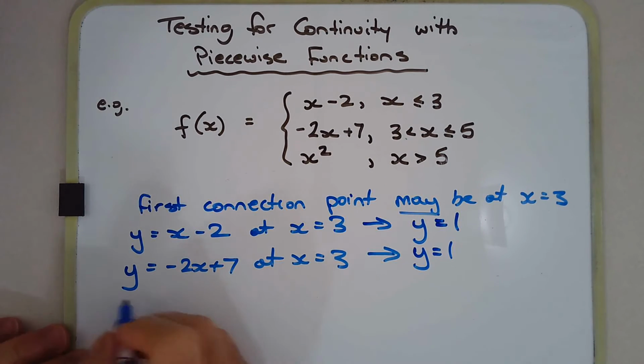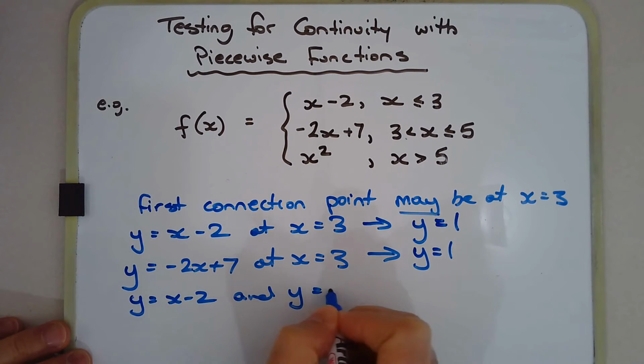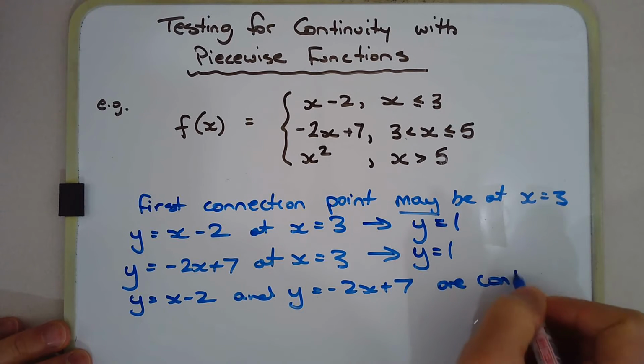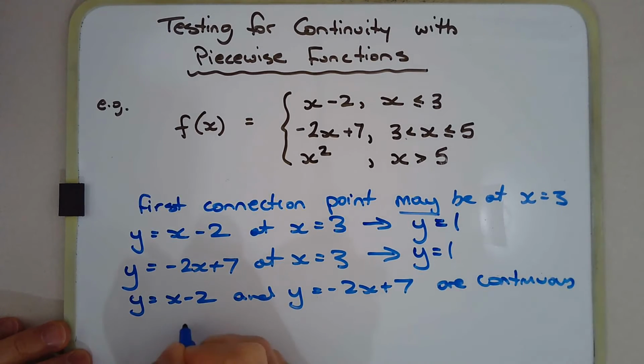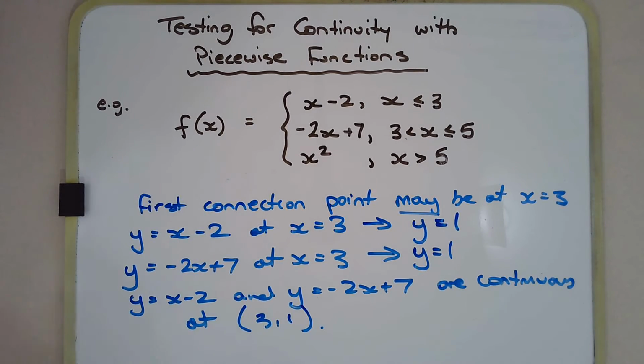So y equals x minus 2 and y equals negative 2x plus 7 are continuous at, and I might just state the coordinate, (3, 1). Now we need to test the next two pieces.